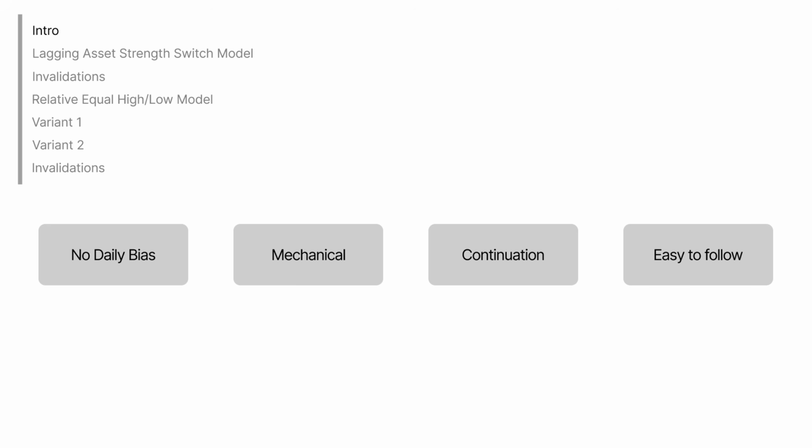It's extremely mechanical, so it's very easy to follow. You just have to be patient and wait for the setup to occur in the market. Both are continuation trades, which are always higher probable than reversal trades.